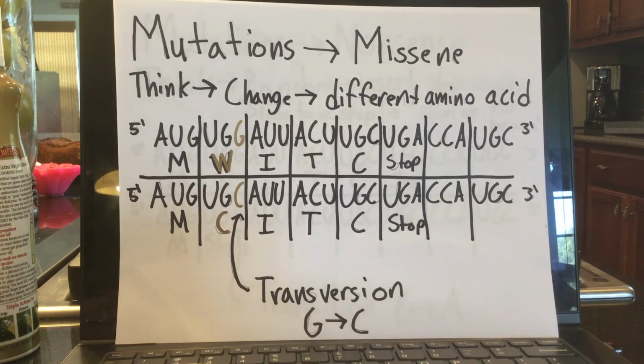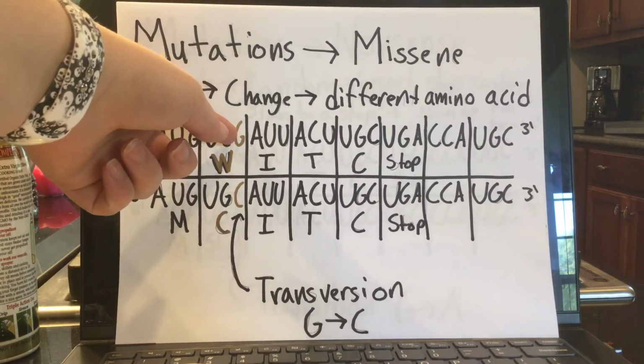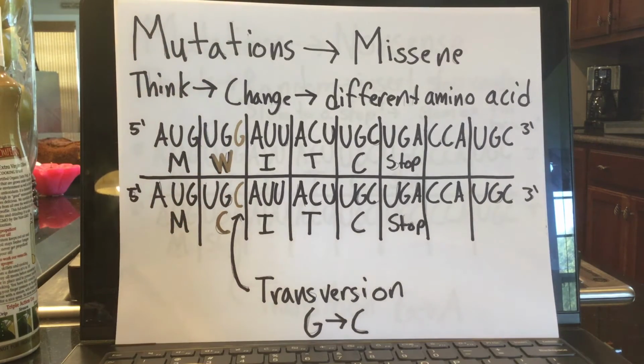So the first mutation I will discuss is the missense, and how I remember this is there's a change basically in it. And so a missense mutation causes a different amino acid. So here we have from W to C, and as you can see we have a transversion here, which is basically a pyrimidine to a purine, or G to C in this case, guanine to cytosine. And so this basically just means the amino acid has changed because the codon has changed.